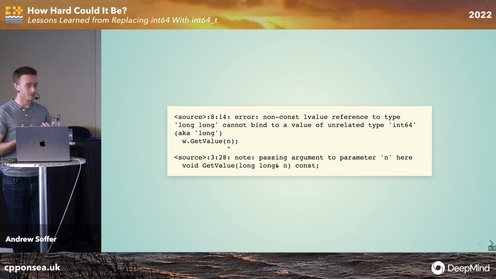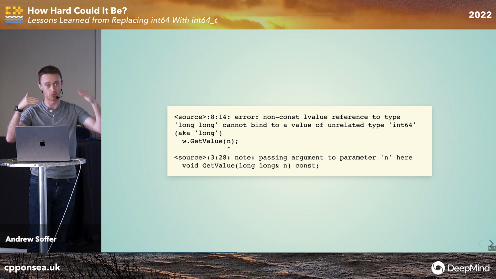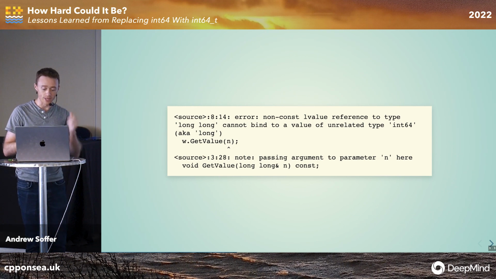So this is the sort of problem that you see when one of the types is changing. int64 is changing between long and long long, and the other one is fixed as a long reference. So what's the fix here?